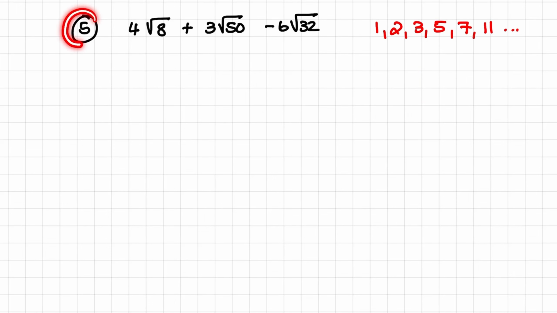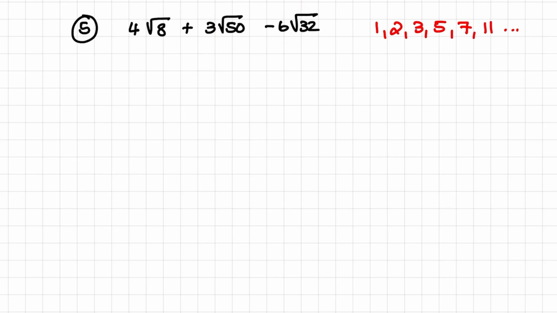Let's move on to our fifth example, and in this example we'll use all of the knowledge which we have learned in our previous 4 examples. So we have 4 square root 8 plus 3 square root 50 minus 6 square root of 32. Now I will simplify these terms individually.